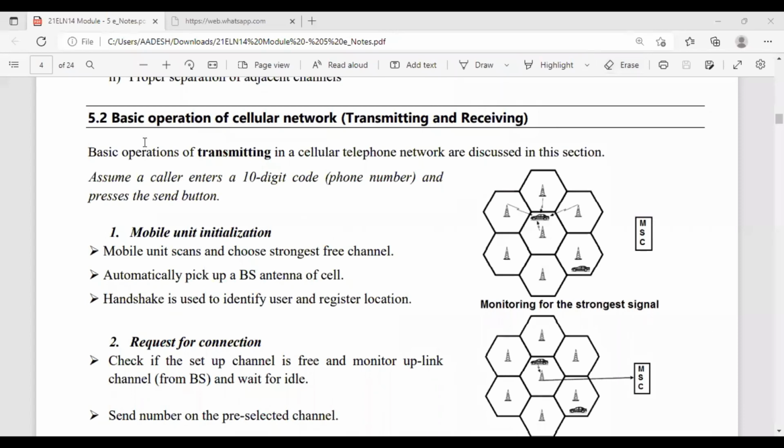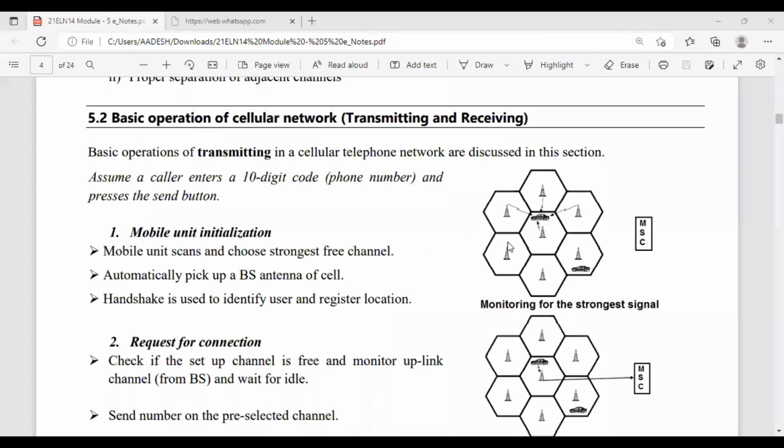Okay. So a basic operation of a cellular network is, initially, when the mobile is switched on, it has to scan all the channels. Once it scans and finds the strongest free channel, it has to attach to that channel, and then it has to send some handshaking messages, like requesting channel allocation with a particular user or with a particular called number.